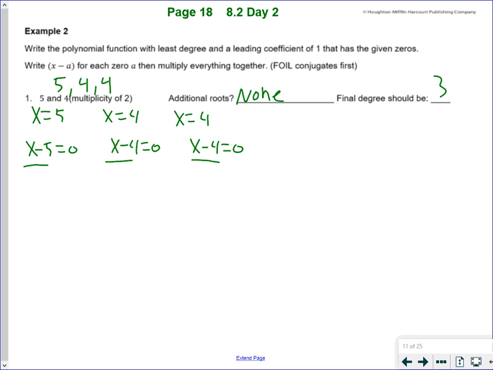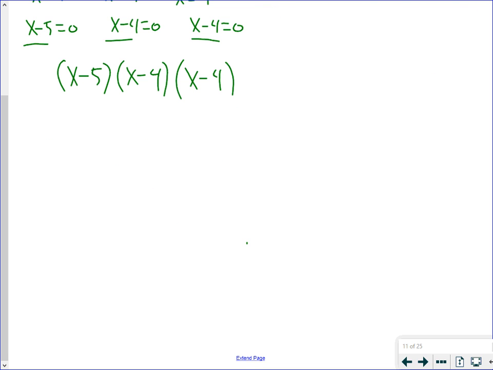And all we have to do now is multiply them all together to get our standard form of the polynomial. So we have x minus 5 times x minus 4 and x minus 4. Or just simply x minus 5 times x minus 4 all squared.